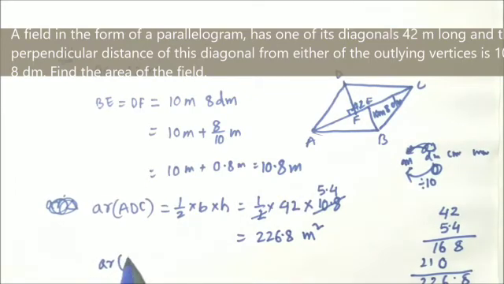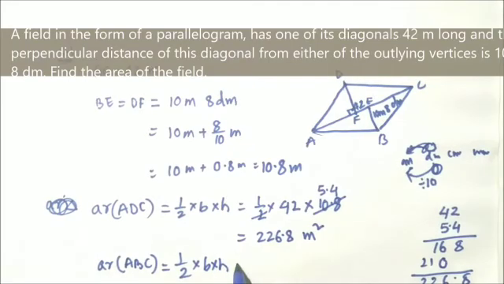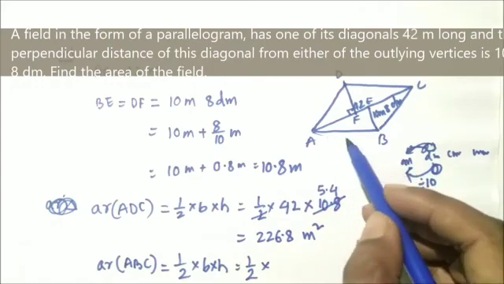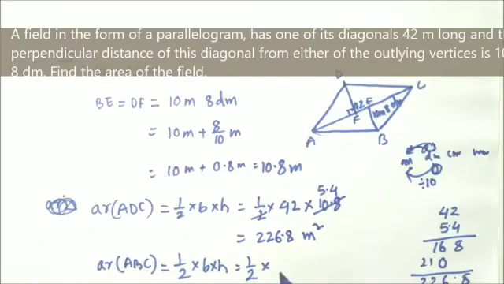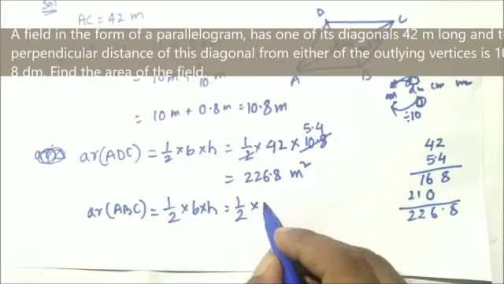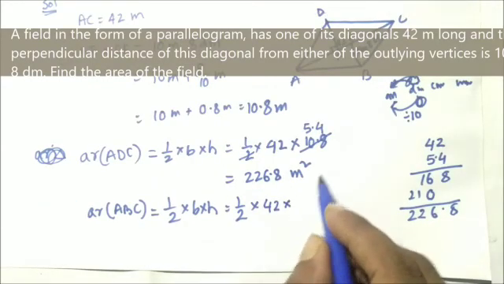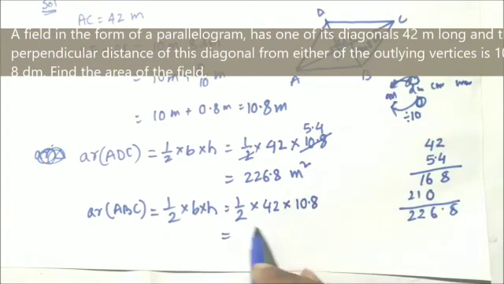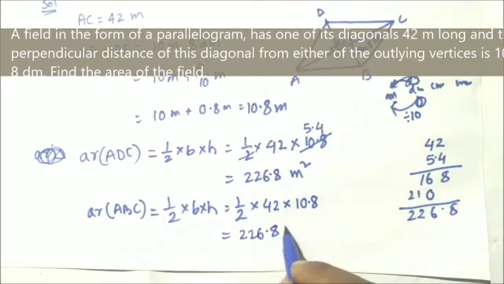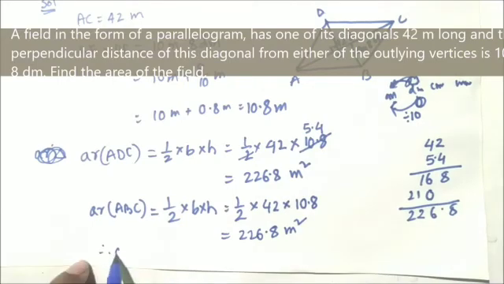Okay, area of triangle ABC will be half into base into height. If we take ABC as the triangle, then AC will be its base. If AC is the base, then 42, and the height was also 10.8. Oh, it means the same. And if we calculate it, same thing, 226.8 square meter.